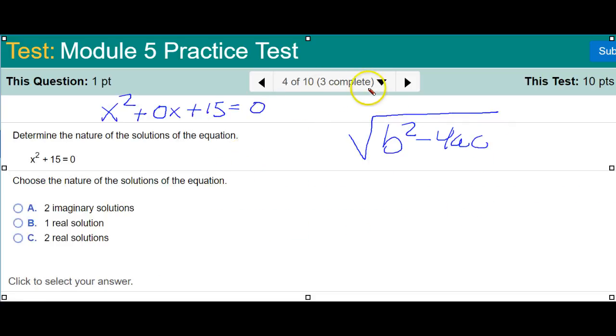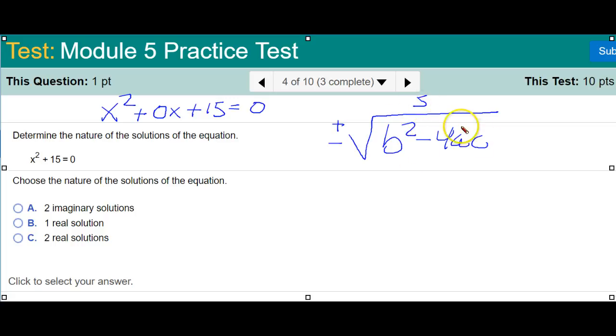In example 4, they're asking us to determine the nature of the solutions of the equation. Well, for this, we use a part of the quadratic formula that's called the discriminant. This is the discriminant. Now, remember, this is plus or minus. And we had said, if when you do this function under the radical sign, it's a positive number like 5 or any positive number, then there are going to be 2 real number solutions.